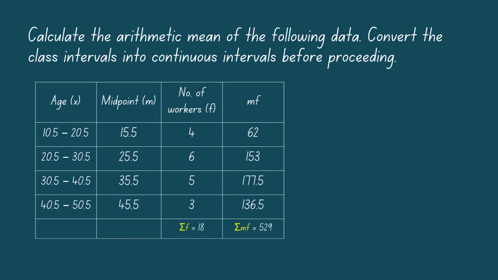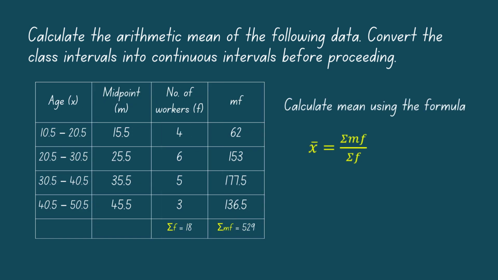Now we add up the sigma F and sigma MF. So we have sigma F is equal to 18 and sigma MF is equal to 529. Now we put all these values into the formula. Mean is equal to sigma MF by sigma F. So we get 529 divided by 18, which is approximately 29.39. So the arithmetic mean for this distribution is approximately 29.39 years. Remember the question, it gives you age and frequency. So that is our answer for this question.